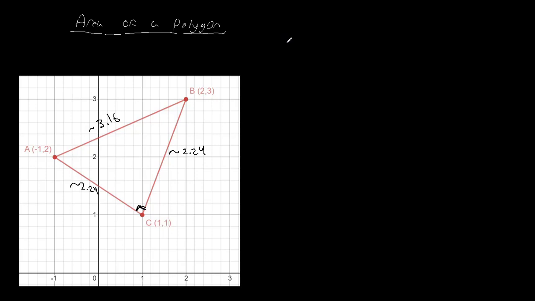Right, so we know from high school geometry that the area of a triangle is 1/2 base times height. Right, 1/2 base times height. This is the geometry definition for the area of a triangle.